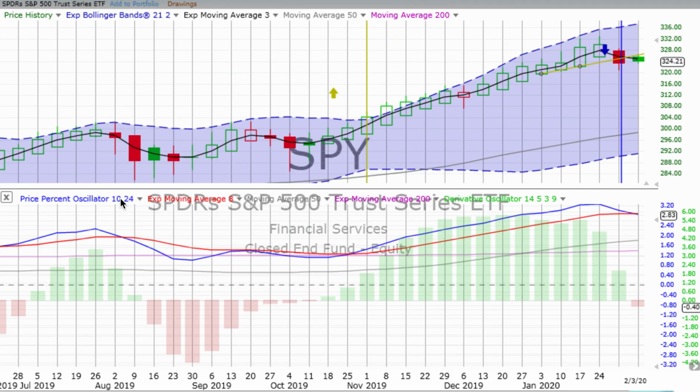We're looking at our candles, okay? Important. Now, we're looking at our indicators. We're looking at the price percent oscillators. We're looking at all the charts all the time. The important stuff you have to keep in mind.